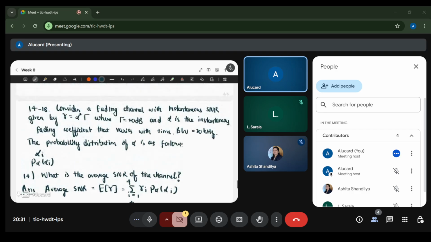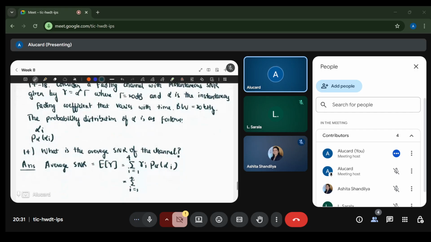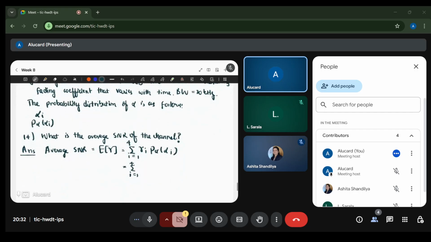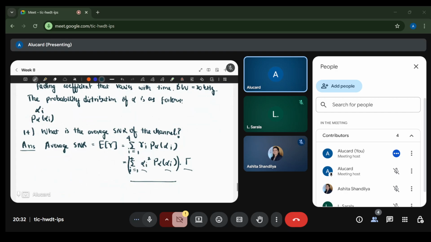But gamma is alpha square times capital gamma. So this is the sum of alpha i squared P alpha of alpha i times capital gamma. You know the value of alpha i and P alpha of alpha i. Four different values are there. From that you can find this quantity, and you already know capital gamma is 20 dB. So now you just have to plug in the values and find the average SNR.